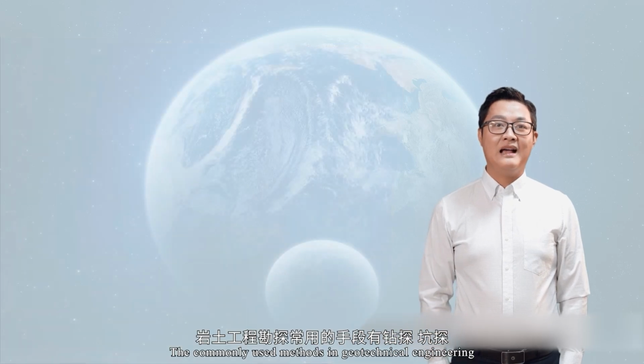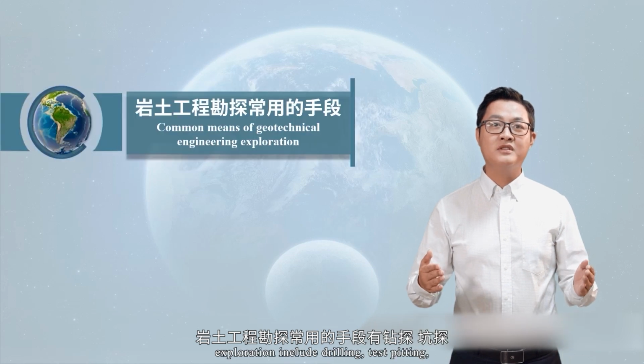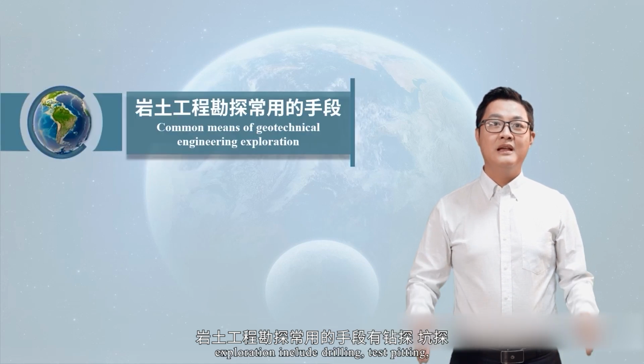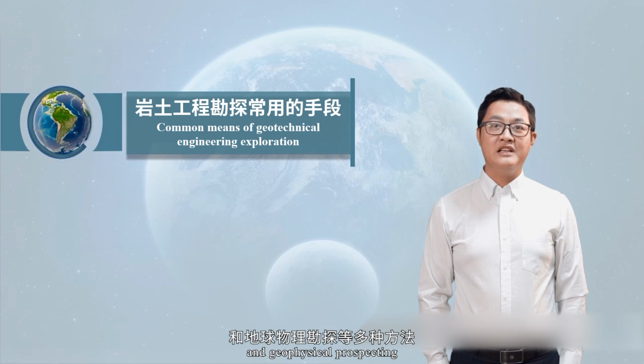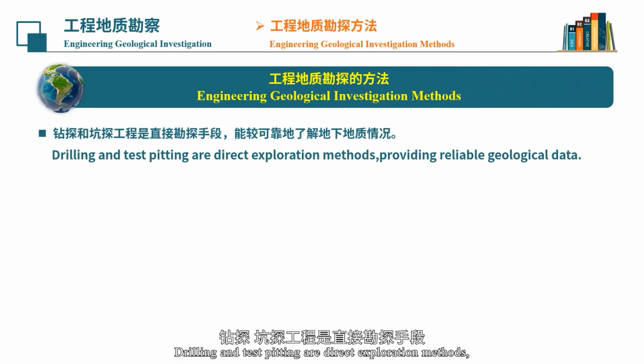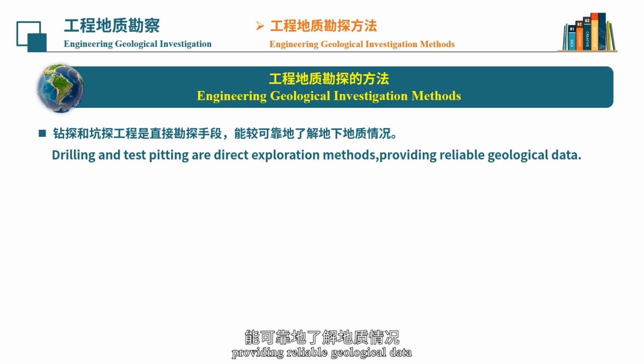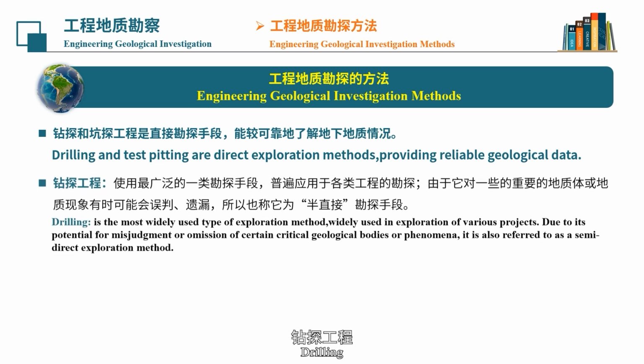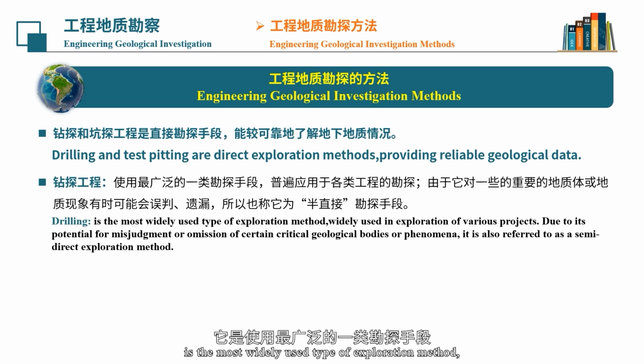The commonly used methods in geotechnical engineering exploration include drilling, test pitting, and geophysical prospecting. Drilling and test pitting are direct exploration methods, providing reliable geological data. Drilling is the most widely used type of exploration method, widely used in exploration of various projects, despite its potential for misjudgment or omission of certain critical geological bodies or phenomena. It is also referred to as a semi-direct exploration method.